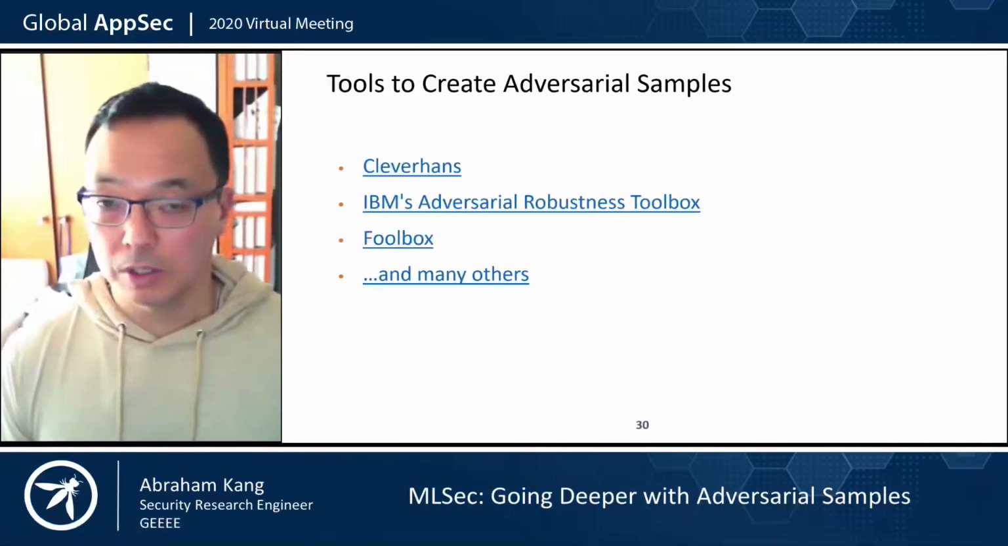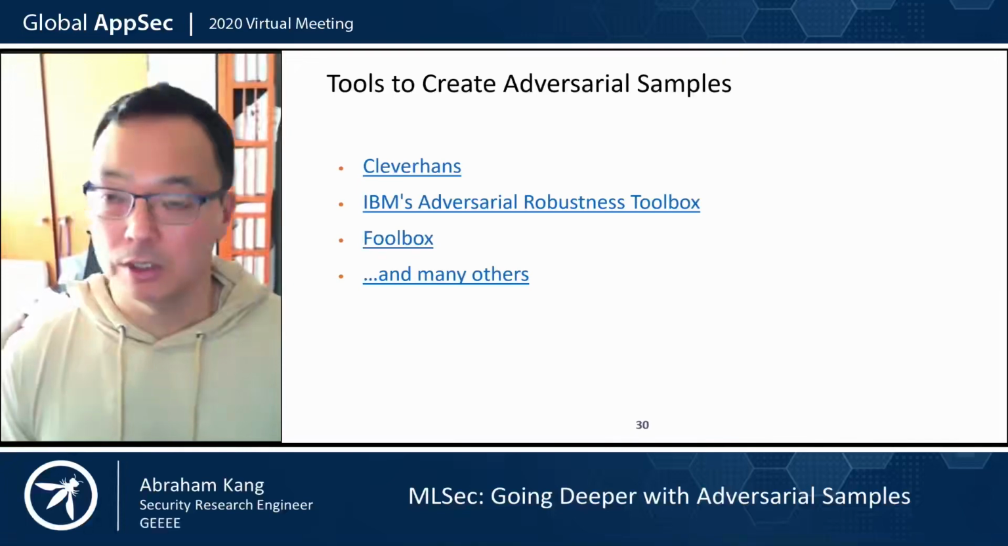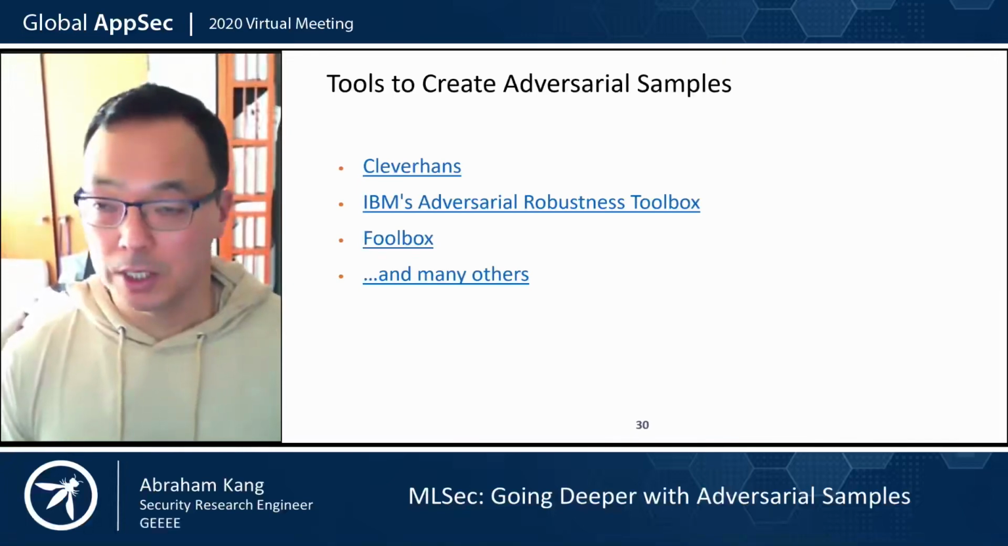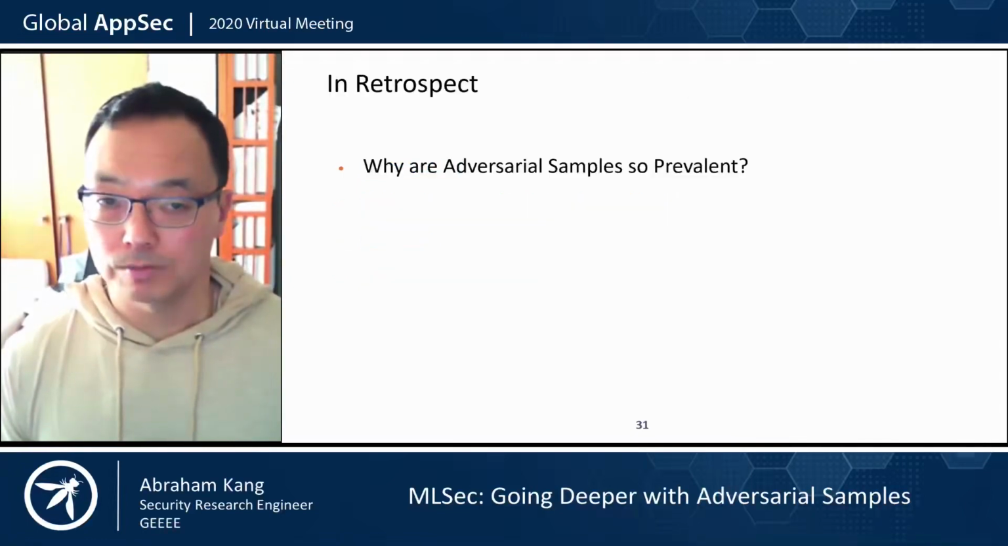So if you want to experiment, I suggest you take a look at Clever Hans, IBM's Adversarial Robustness Toolbox, and then many others. And on the many others, there's a link to a page that has the other tools that you can use.